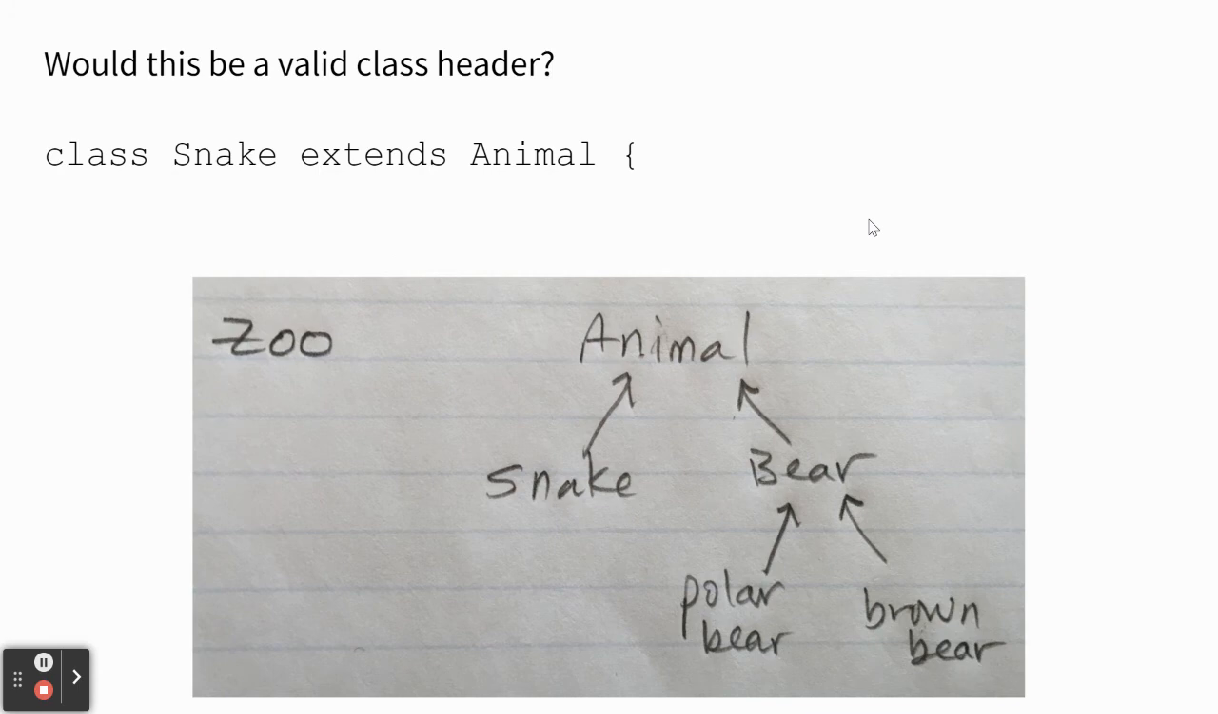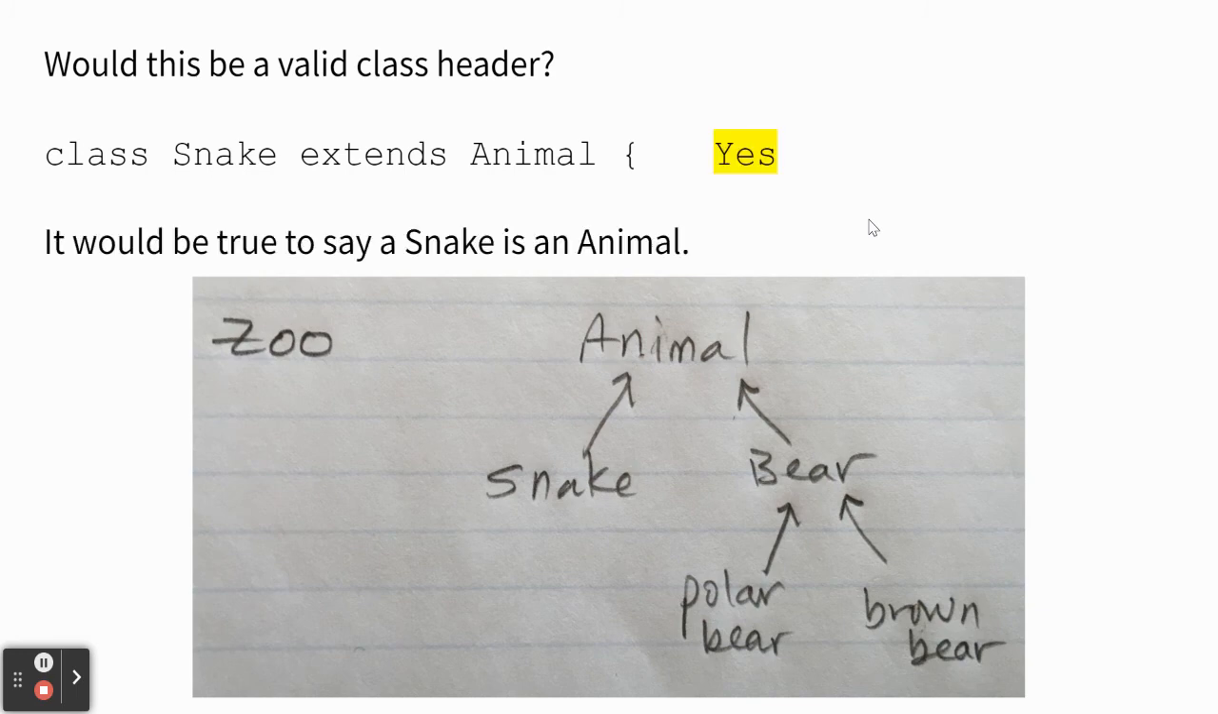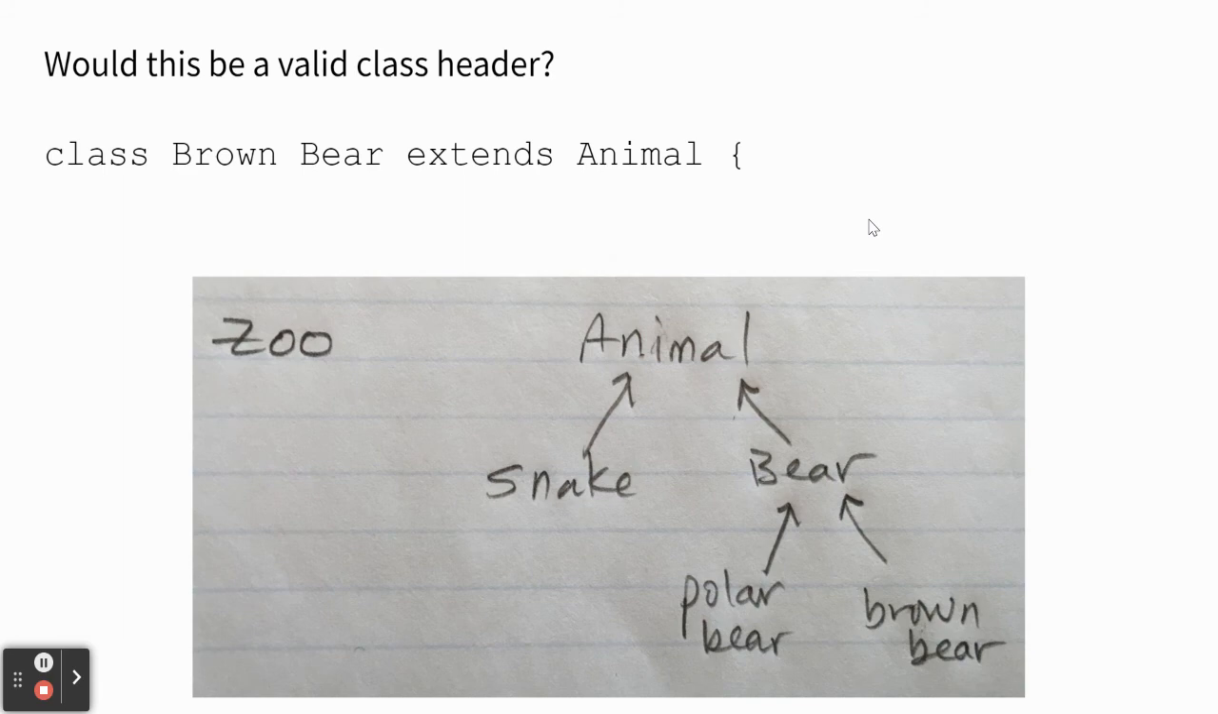Folks, would this be a valid class header? Yes. Class snake extends animal. That's what this is. Snake extends animal. It would be true to say a snake is an animal. Would it be true to say this? Class brown bear extends animal.